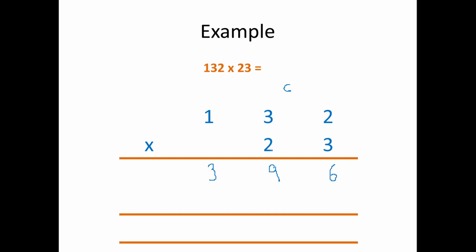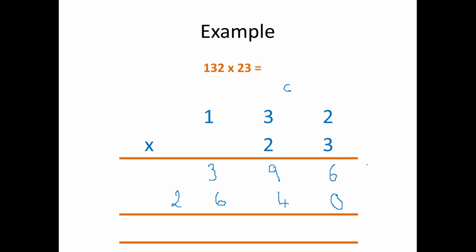Now I move to the 2. Now the 2 is in the tens place, so I need to put a 0 first, as I'm actually multiplying by 20. So now 2 times 2 is 4, 2 times 3 is 6, and 2 times 1 is 2. I now need to add up these two values.